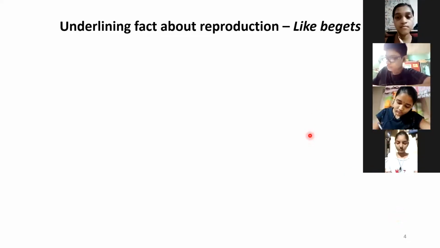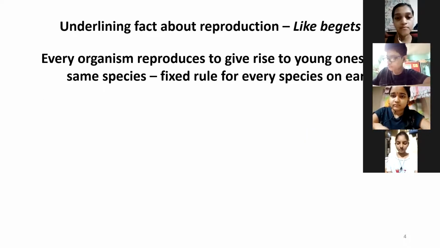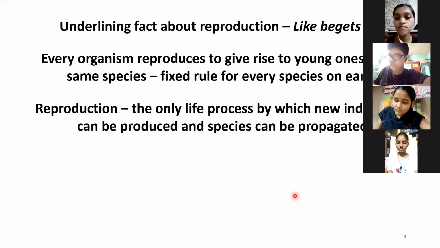Understood this point? Introduction is clear. Okay. See, that's what I mentioned. Every species, every organism reproduces to give rise to young ones of the same species. That's a fixed rule for every species on the earth. Okay, that's a very important point. And when you say reproduction, it is the one and only life process by which new individuals can be produced. Okay, understand, we are using the word individuals. Individual means an organism, any species. Getting it? Any new organism can be produced only by reproduction, by any method of reproduction.